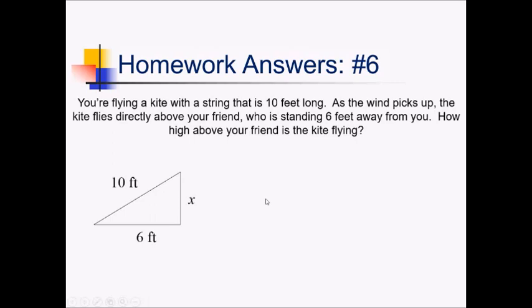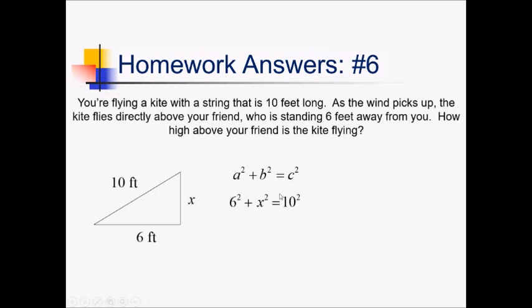So to do this, since we do have a right triangle, we can go ahead and use our Pythagorean theorem, a squared plus b squared equals c squared. And in this case, the c value, that's going to be this longest side here. That's going to be the kite string. And then that's 10. And then a and b are going to be 6 and x or vice versa. So I'll write 6 squared plus x squared equals my hypotenuse 10 squared.